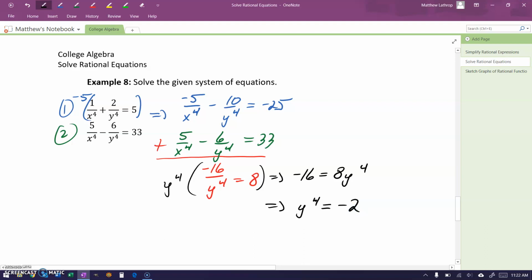What we have now is a variable being raised to an even power. That value always has to be non-negative. So in this case, we're going to end up with no real solutions, because there's no real number that we can plug into y to the 4th power and generate a negative result.